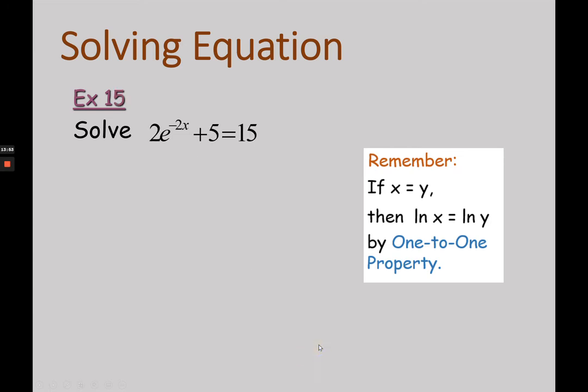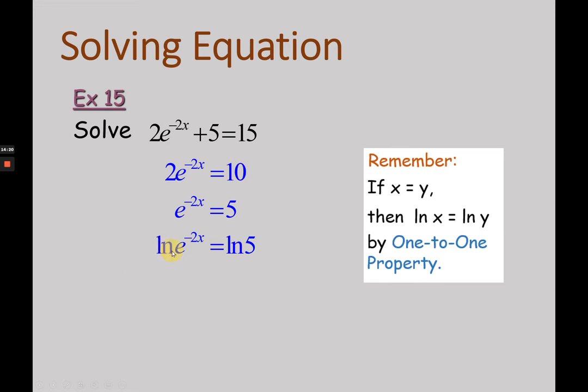Okay, let's have another. We are now on problem 15. To start, we can take out 5, minus 5 on both sides, 15 becomes 10. Divide both sides by 2. We can divide by 2 because there's no ln, so this becomes 5, 2 cancels. And now we are going to apply your one-to-one property. We can write ln on both sides.